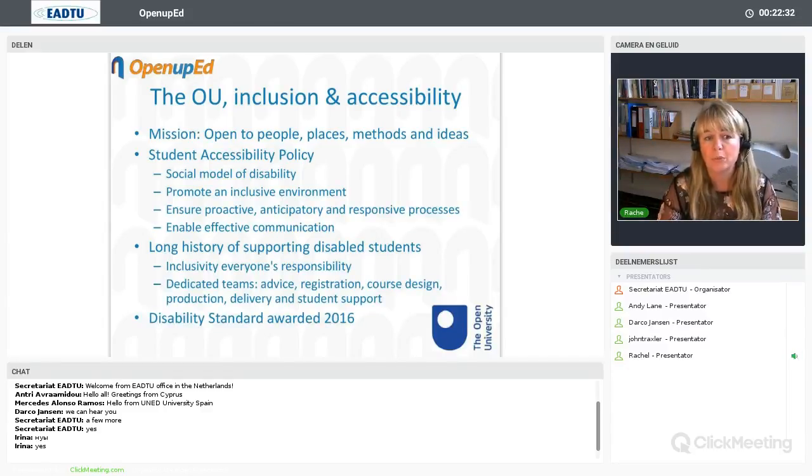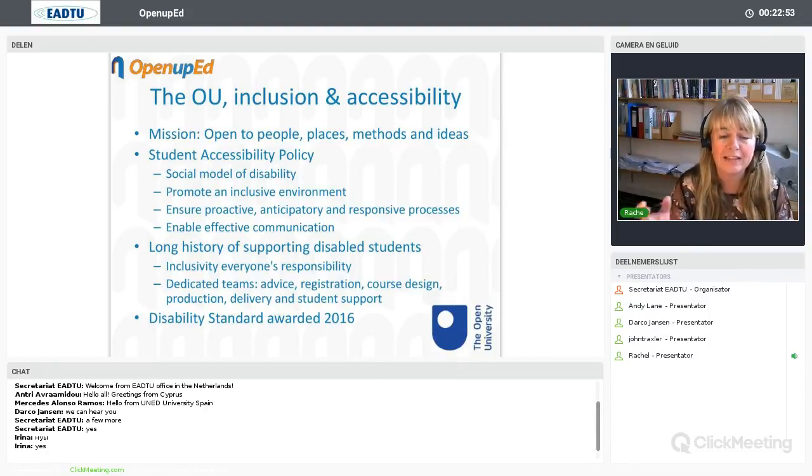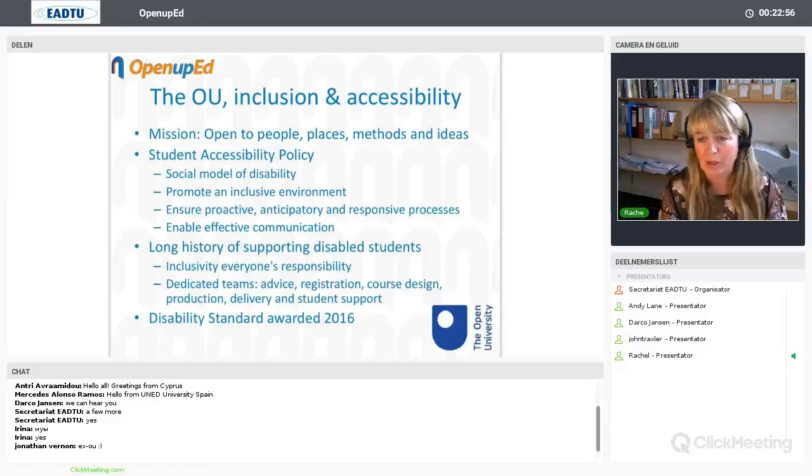Our mission is to be open to people, places, methods and ideas. I think that will be familiar to a few of you here today, because I was at Marilese's session yesterday, and I know some of you are from the OU in different countries, and also based at the OU in the UK. But it's this message about being open to people that's at the core of what we do, and that's all people. So regardless, as Andy has said, of previous education, backgrounds, needs and location.